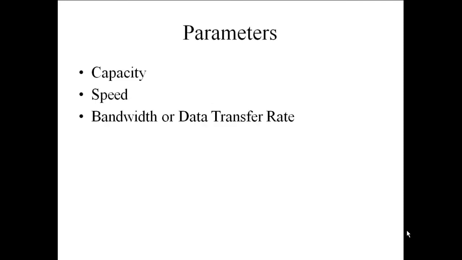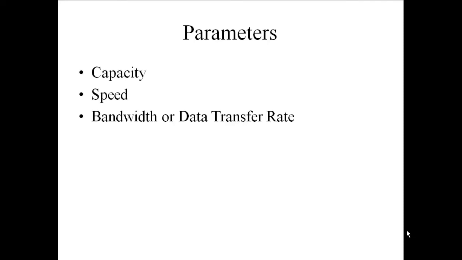The memory can be considered with three parameters: capacity, speed, and bandwidth or data transfer rate. Capacity indicates how much data or information can be stored within a memory component. So this is defined as the capacity. The capacity can be defined with the help of two parameters: the number of blocks of the memory and how many bits of information an individual memory block can hold.